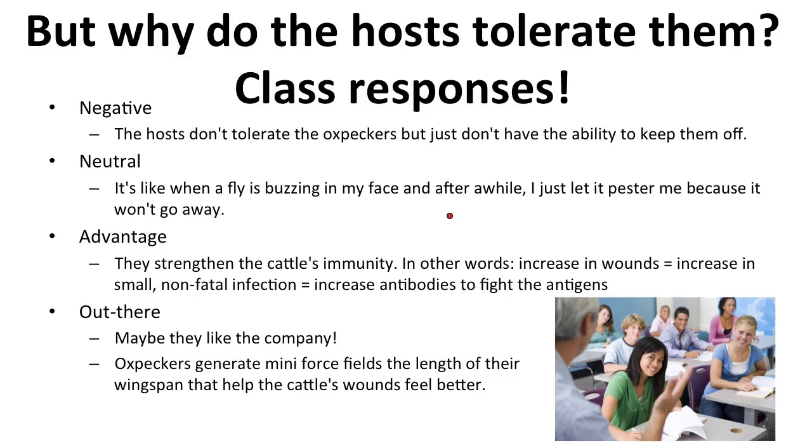This suggests that maybe the oxpecker's effect on the cattle is fairly small, even though they're getting potentially nutrients themselves. There's the mutual advantage side that somehow they're strengthening the cattle's immunity, possibly by increasing antibodies to fight antigens. That would definitely be an adaptationist explanation. And there were some crazy out there explanations people suggested, like maybe they like the company or the oxpeckers generate mini force fields. That's probably not it.